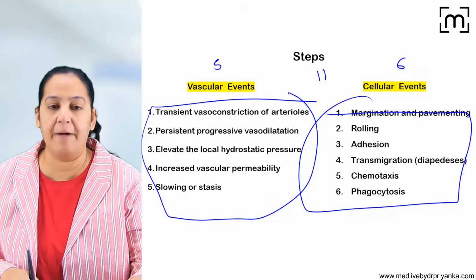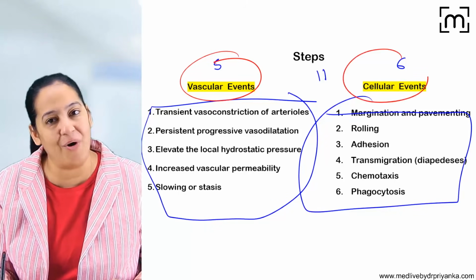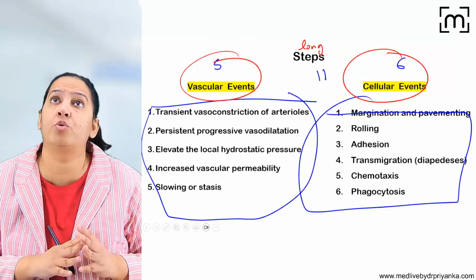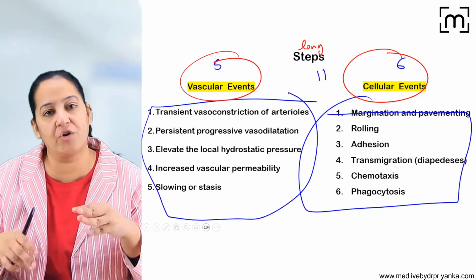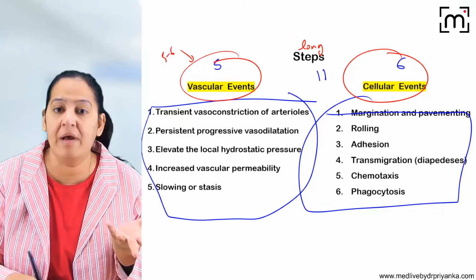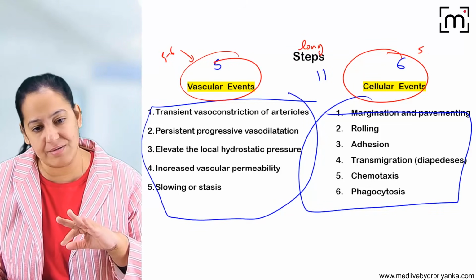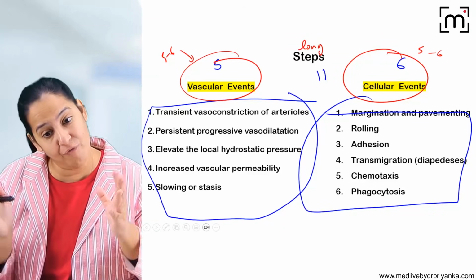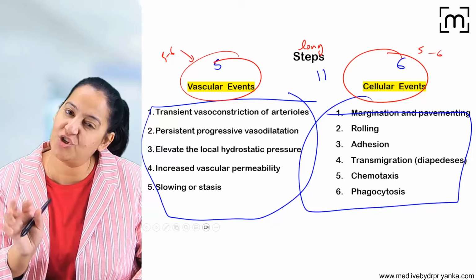Now in your university exam, you get a long question either on vascular or on cellular. Examiner usually doesn't ask you both because it will be too long a question. In the entire 3 hours, you will be able to write only that. So either vascular events are asked, it is 5 to 6 pages long, or cellular events are asked, again 5 to 6 pages long. Usually. But sometimes you can get the overall steps of acute inflammation. You have to write all in short.